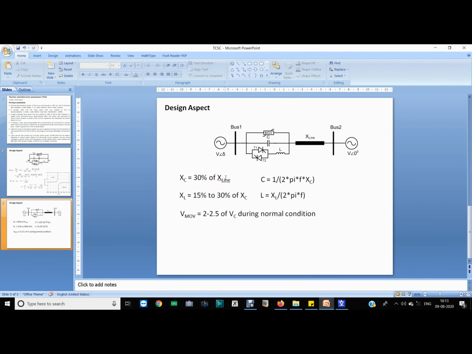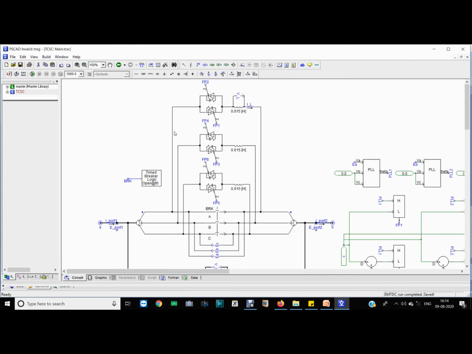So X line will be 0.3674 into 320 kilometer. It will give the total line impedance, and if we need to compensate 30%, we need to multiply it by 0.3, and we get the XC, and we get the C from this formula. And if we get the XC, we will calculate the XL as well. Take any value from 15% to 30% and get the XL, meaning L.